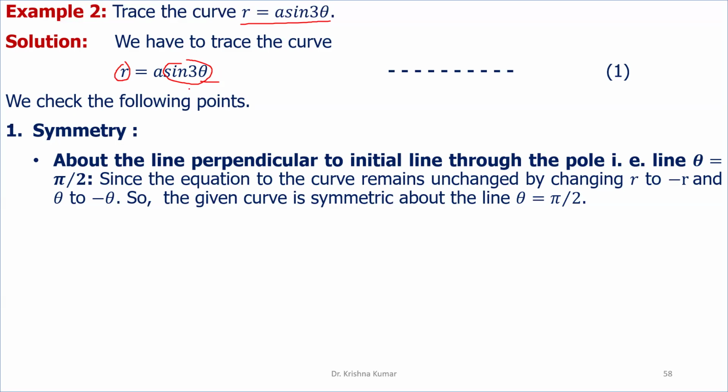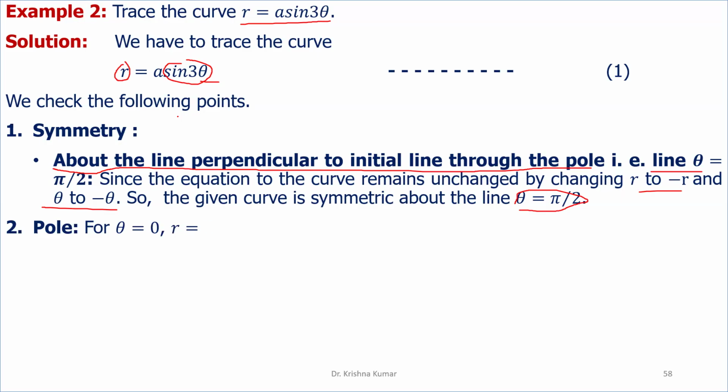So it may be symmetric about the line theta equal to pi by 2. That's why we only check the symmetry about the line perpendicular to the initial line through the pole, that is the line theta equal to pi by 2. Since the equation of the curve remains unchanged by changing r to minus r and theta to minus theta, the given curve is symmetric about the line theta equal to pi by 2. So it is only symmetric about that line.